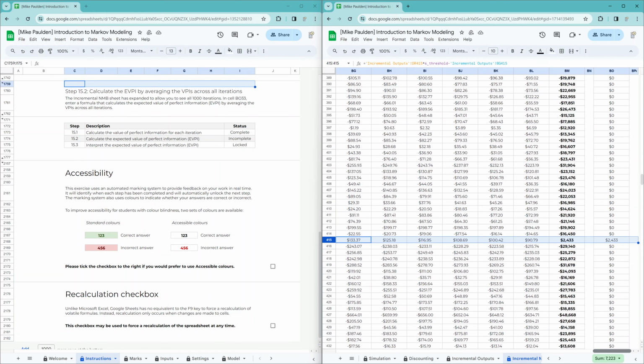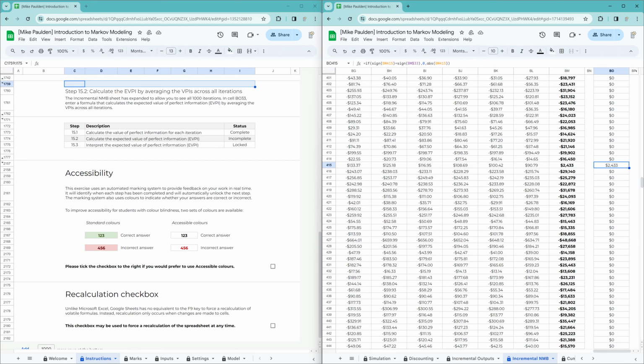If that happens to be the truth, and of course this iteration has exactly the same probability of being the truth as all of the other 999 iterations, then we are losing $2,433 in incremental net monetary benefit by going with the average, which is negative. And we're saying treatment B is not cost effective. Actually, if this is the truth, well, then it actually is cost effective, right? We're making the wrong decision.